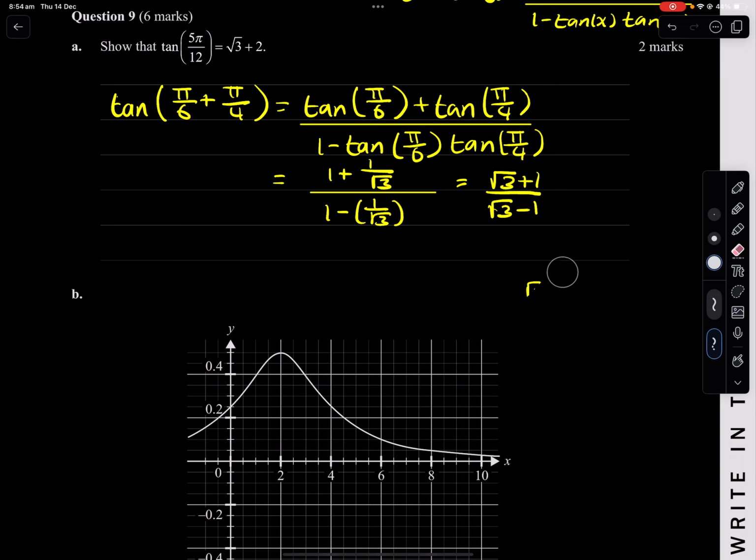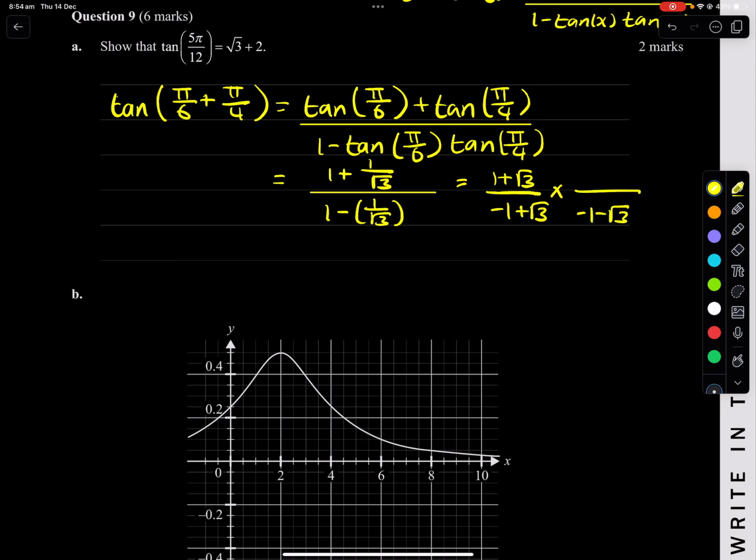Okay, I want to write this one as negative 1 plus root 3, and this one as 1 plus root 3. Why am I writing this? Because I'm going to conjugate them. Remember, when you have something like a surd, to conjugate that, I'm going to multiply this side by negative 1 minus root 3, and this side here also by negative 1 minus root 3. Hence, wow, for 2 marks.